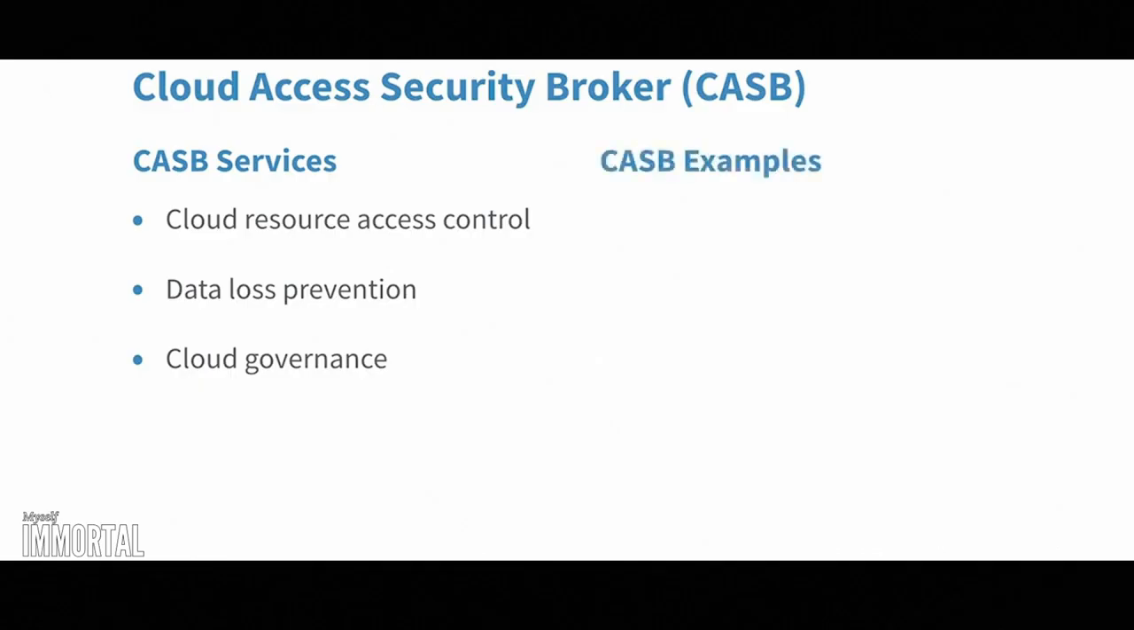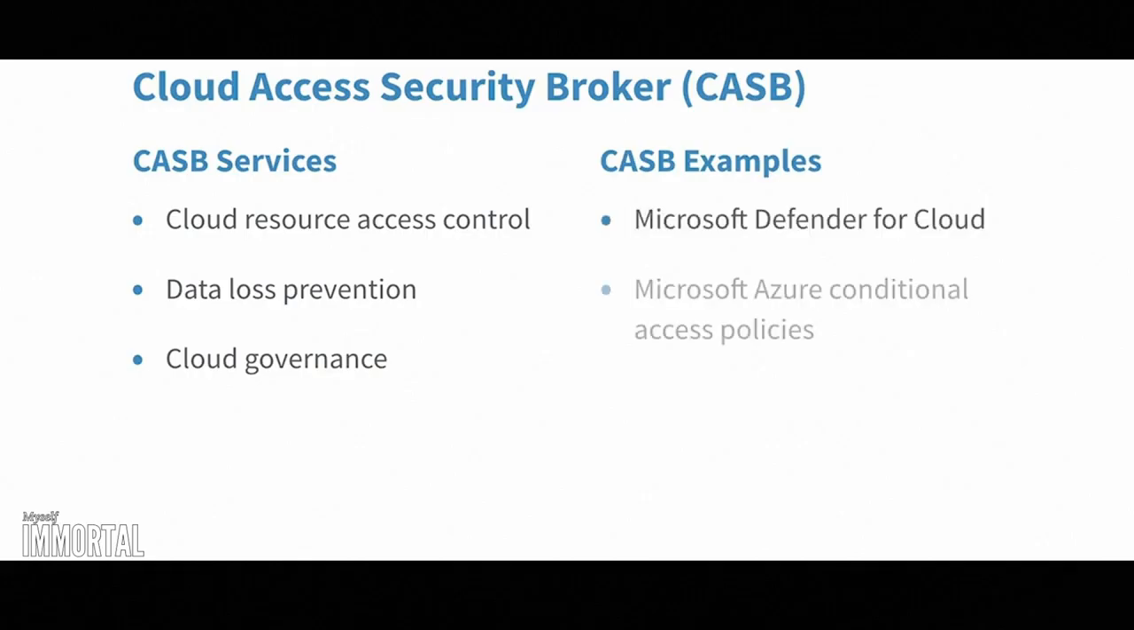So examples of CASBs include Microsoft Defender for Cloud in the Microsoft Azure environment, the use of Microsoft Azure conditional access policies, where numerous conditions would have to be met before allowing access to resources such as cloud-based apps, or using tools like Cisco Cloud Lock or AWS IAM policies. This is but a small list. There are many CASB solutions out there.